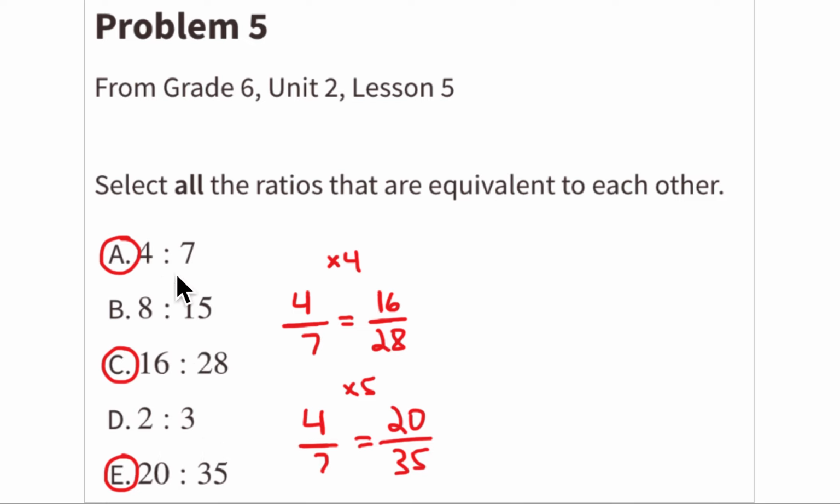The others don't work. 2 times 4 is 8, but 2 times 7 is 14. So you can't go from A to B. A to D. 2 times 2 is 4. 3 times 2 is 6. So you can't go from A to D. You try any of the other combinations, or 2 times 4 is 8. 3 times 4 is 12. D to B doesn't work. So the only ones that work are A, C, and E.